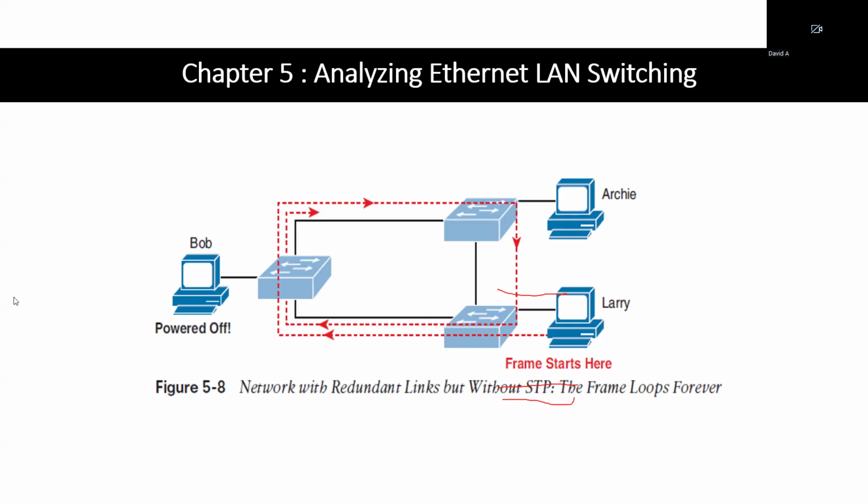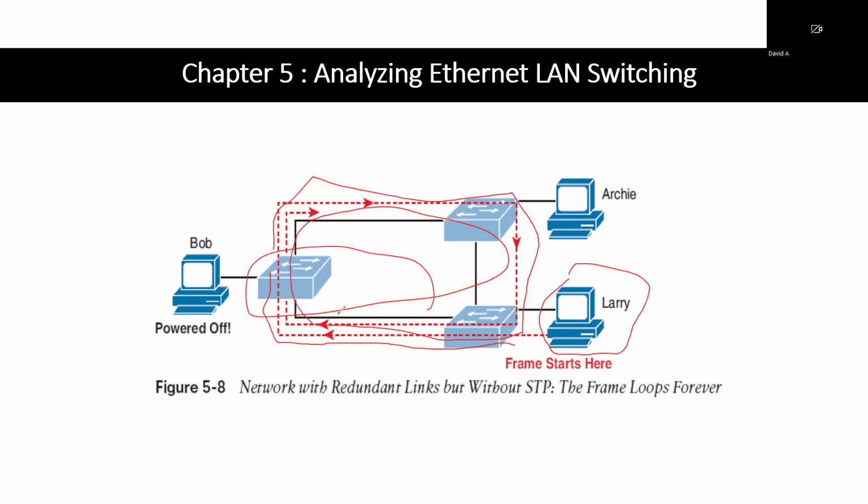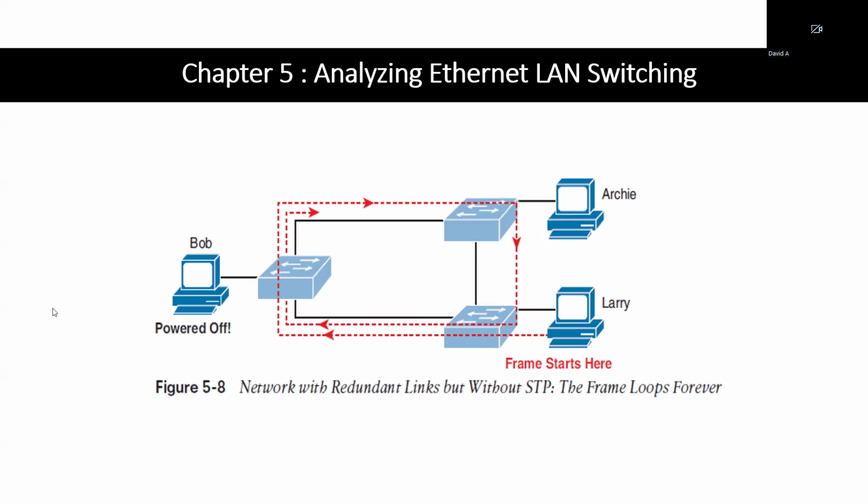the frames would be flooded continuously throughout all ports. So as you guys see, we start at Larry. If we don't have spanning tree implemented, Larry's going to send it to this switch. The switch is going to send it back to the switch that Larry sent it to. It's just going to keep going and going and going, and what we have now is a broadcast storm, and now your switches are going to halt.